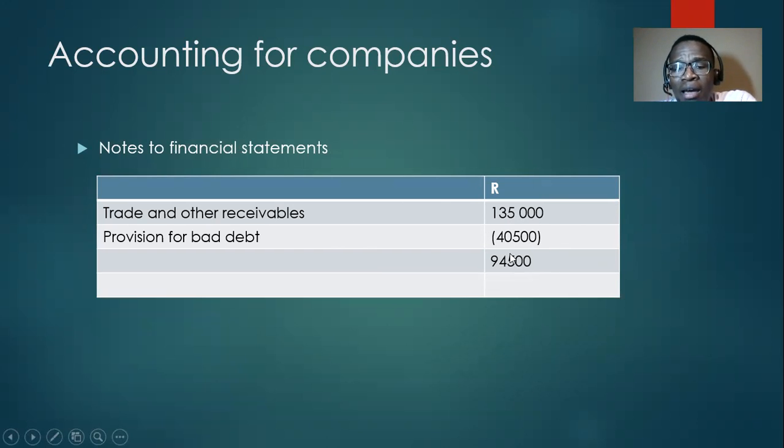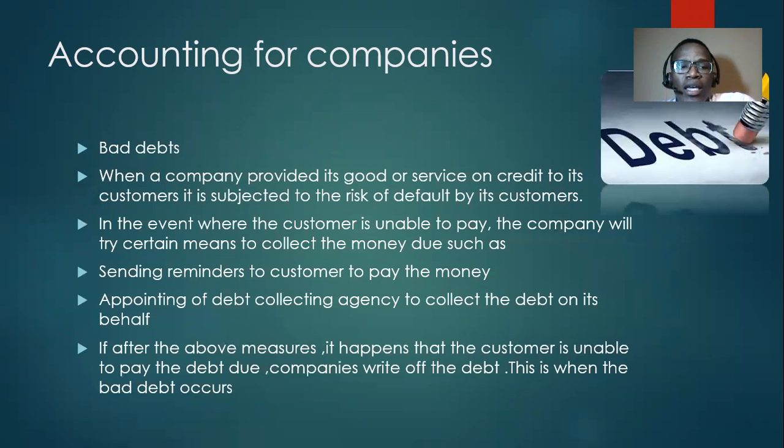So because there's a high percentage that is unlikely to pay, it means the company is just giving people credit even though they are unable to pay. Then we move on, and we're going to cover bad debts, right?